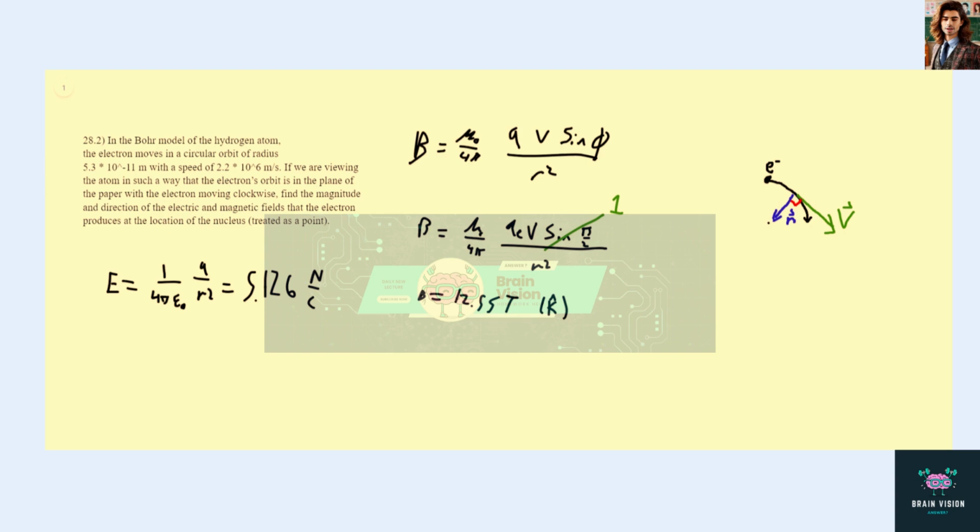And so what direction is this going to be at the nucleus? This is going to be a force directed towards the electron as it travels around. So we can write r hat.